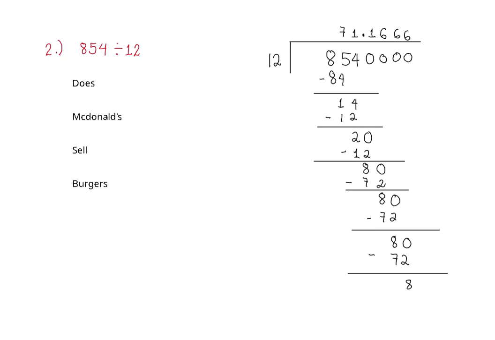Since the number 6 repeats, we can write the answer as 71.1666 ellipsis, or 71.16 with a bar over the 6, meaning that 6 repeats forever, or it is approximately 71.17. That's it for today. That's how we break down and solve the division step by step.